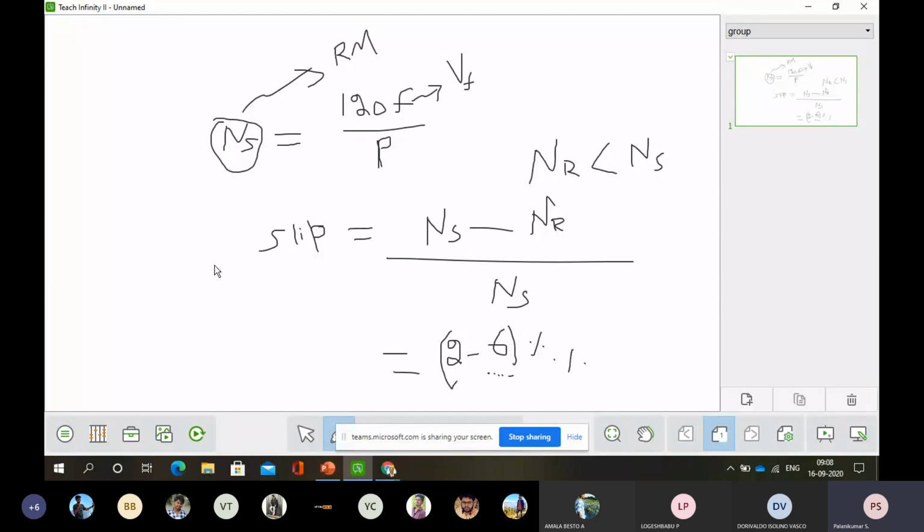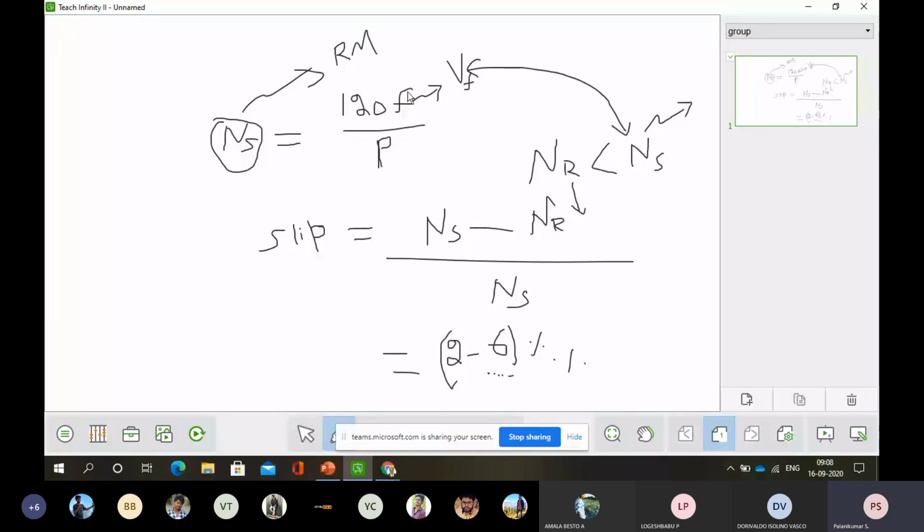But if I keep on loading, because the rotor is connected to the shaft, whatever mechanical load we apply to the motor comes through the shaft. Because of that, speed decreases, so my Nr will keep on decreasing. Ns will not alter unless my supply frequency is changed.